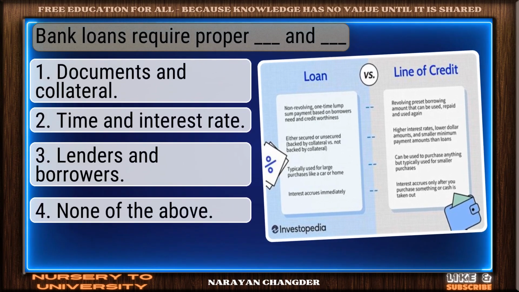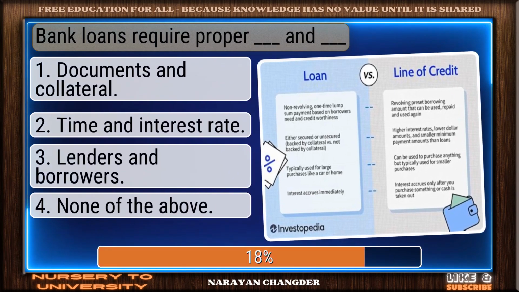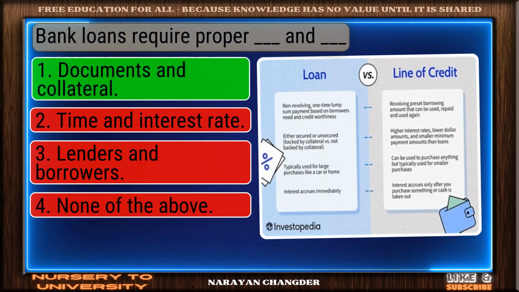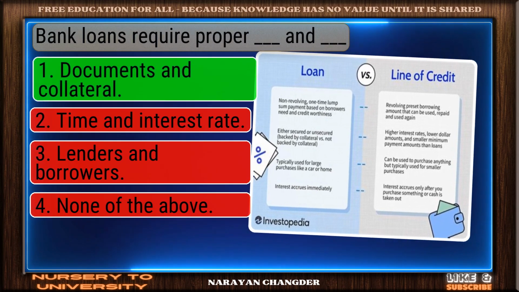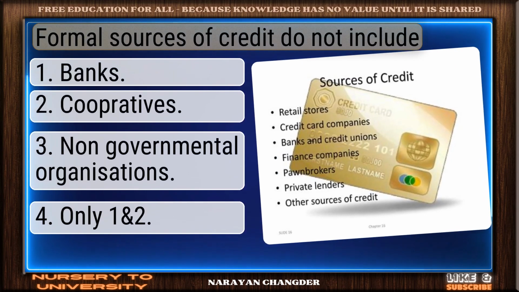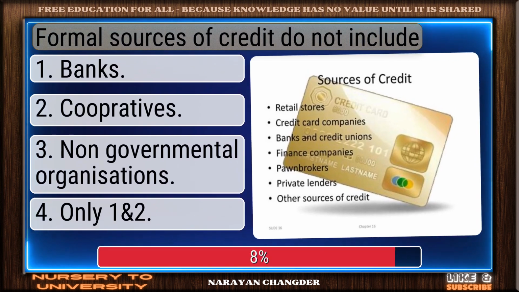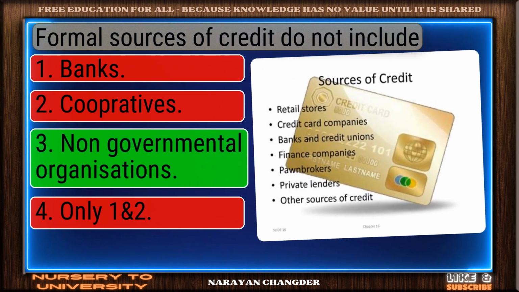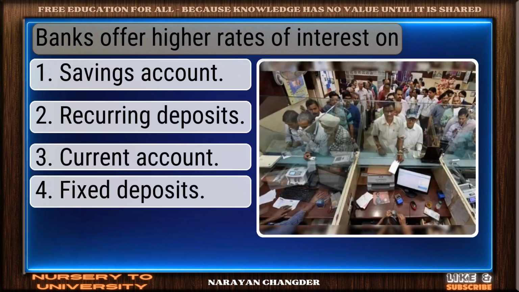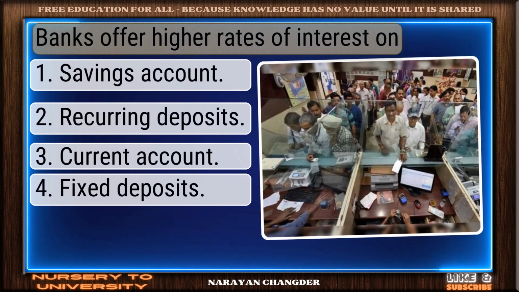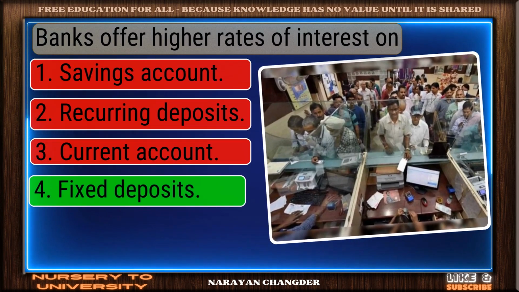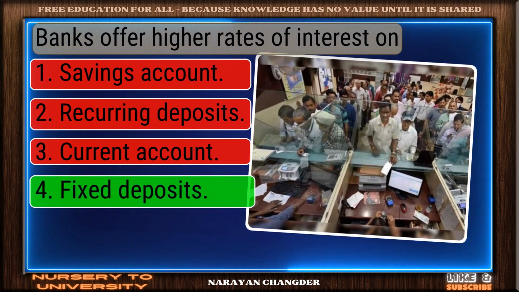Bank loans require proper dash and dash. Right choice. Documents and collateral is best. Formal sources of credit do not include... Good thinking. Non-governmental organizations is right. Banks offer higher rates of interest on... Great thinking. Fixed deposits is right.